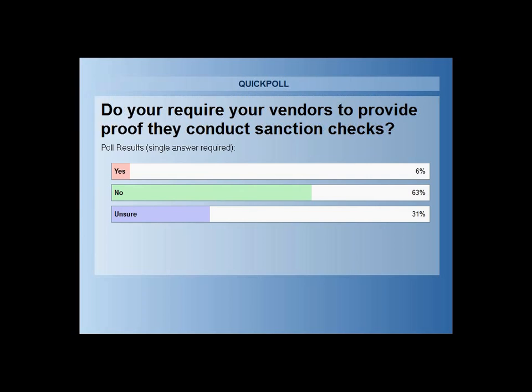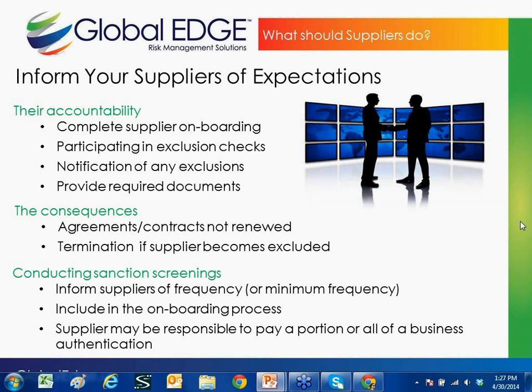The results show that 63% of you currently do not require your vendors to conduct sanction checks, 31% of you are unsure, and 6% of you do. Thank you, Emily. So our recommendation would be that you should consider asking for proof that they run sanction screening against the exclusion list. Also, your contract that you have with your vendors should contain warranties that the supplier will not do business with excluded individuals or entities.